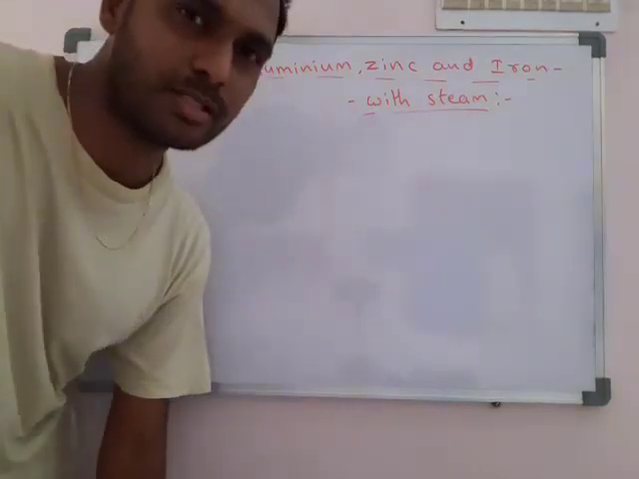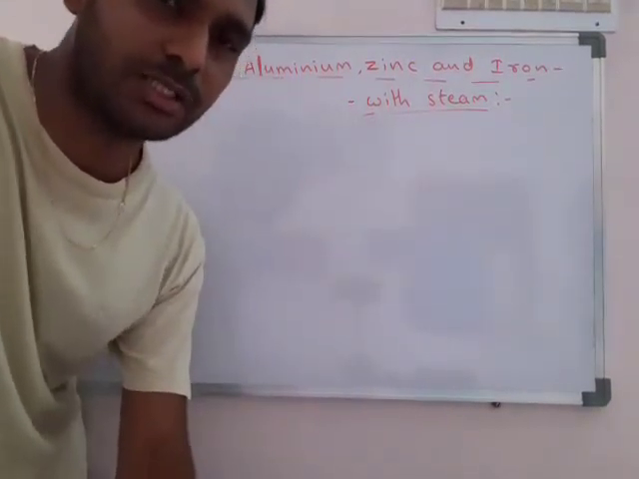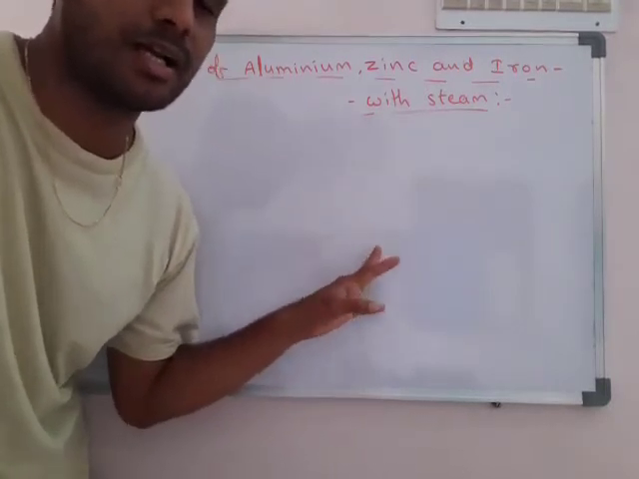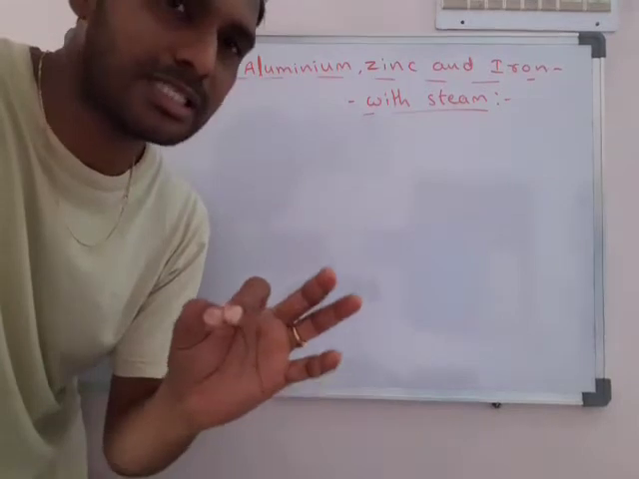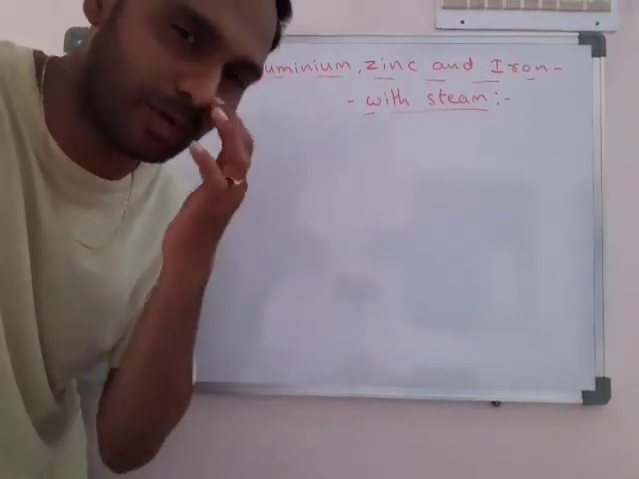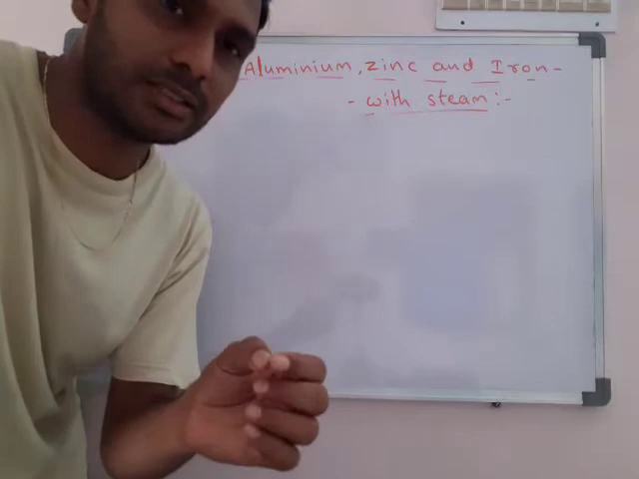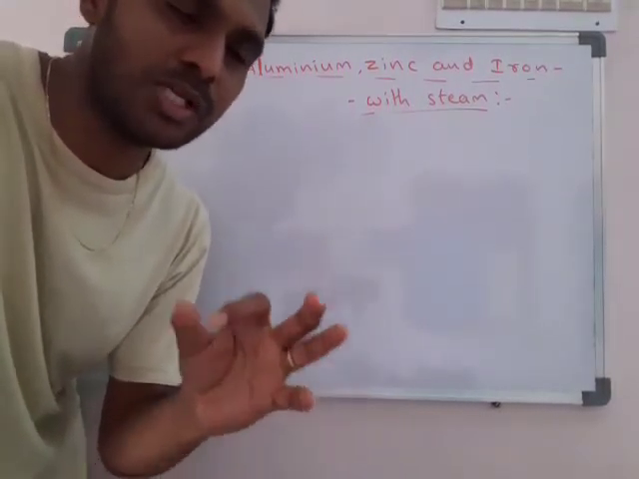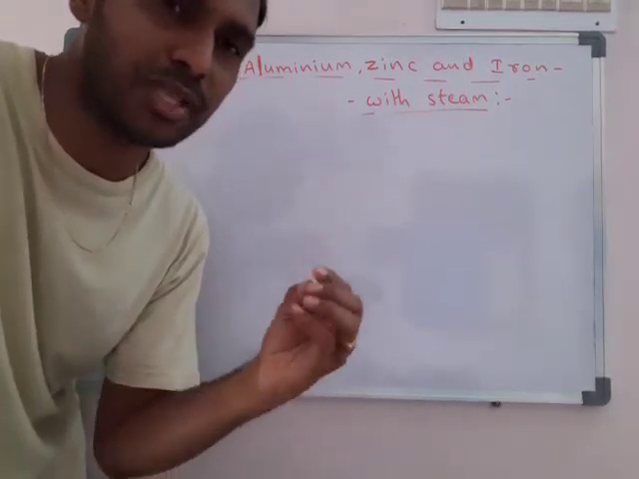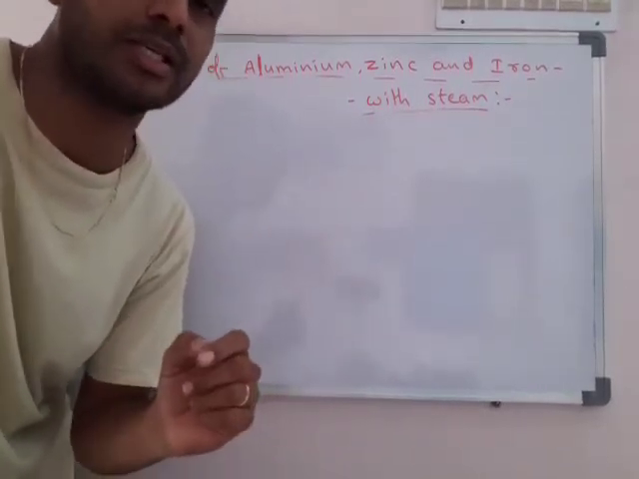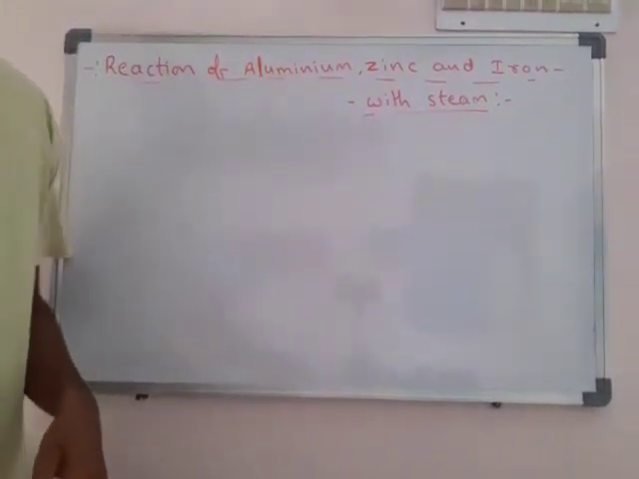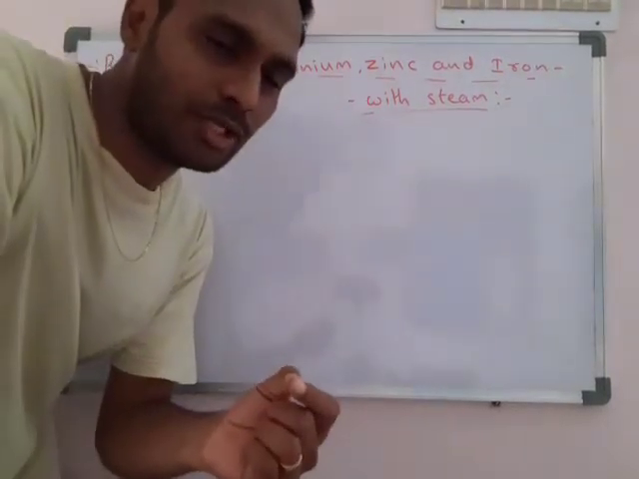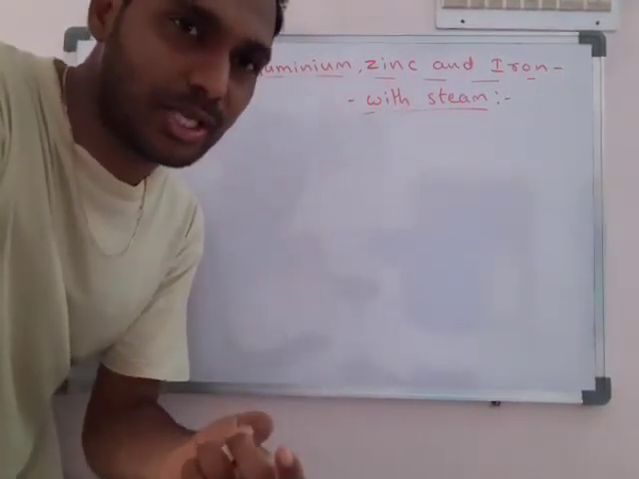So, hello students. Today we see the reaction of metals, that is aluminium, zinc, and iron with steam. Actually, we are discussing water, but with water their reaction is very slow. That's why we are discussing the reaction of them with steam. First we see what reaction takes place. Their reaction is just like the magnesium reaction with steam.